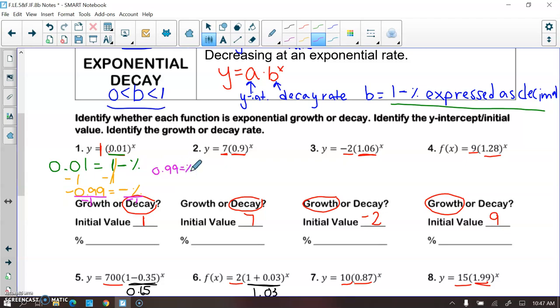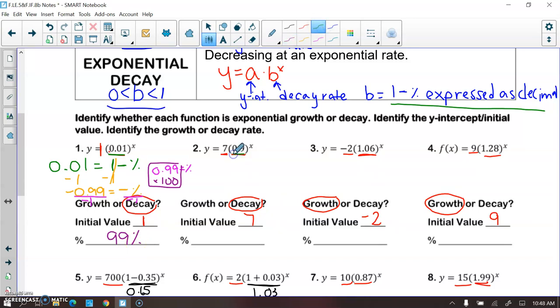Now, percent means out of 100. So in order to get the percent expressed as a decimal into percentage form, I would need to multiply by 100. A 0.99 times a 100 is a 99%. Your percent goes after the number, so we do have to write 99 and then the percentage symbol. Great. We're going to do that again for number 2 because this is a decay as well.